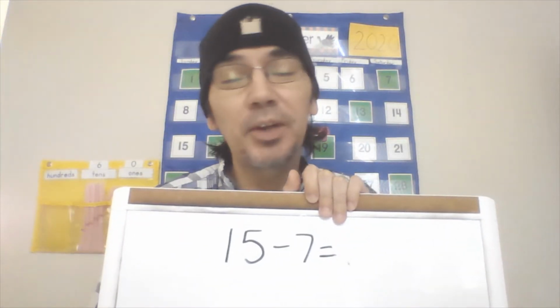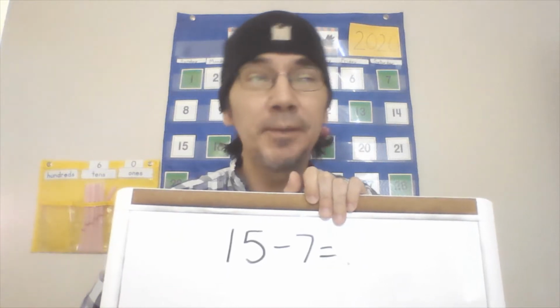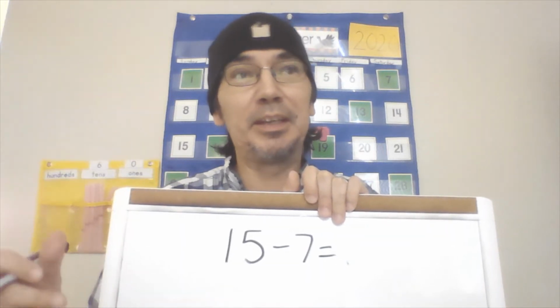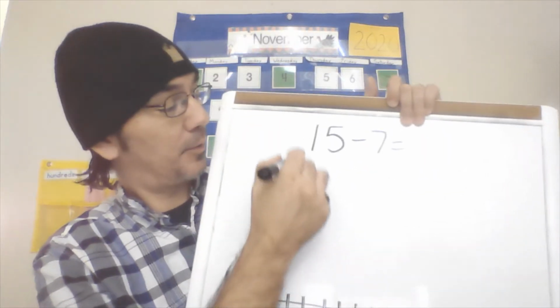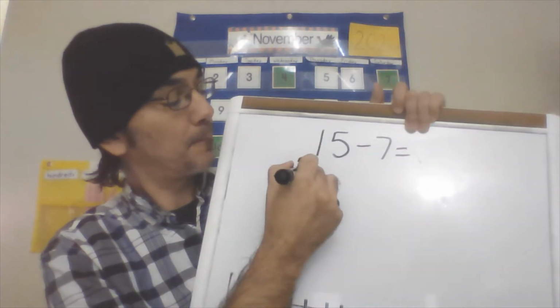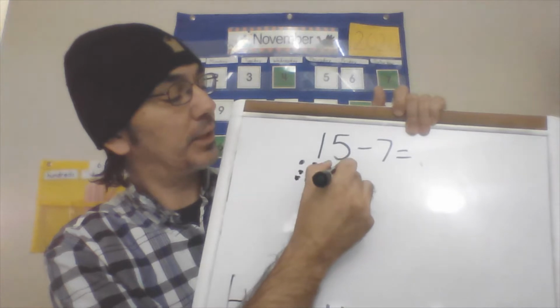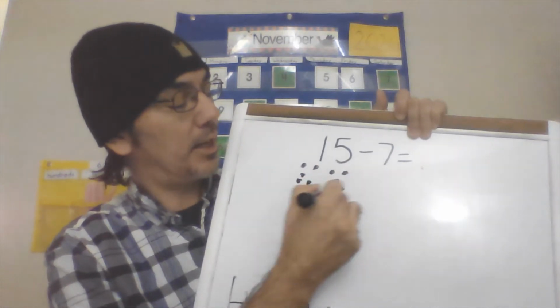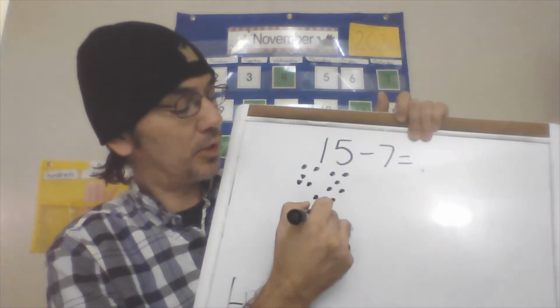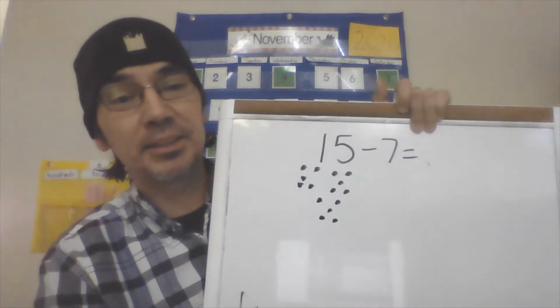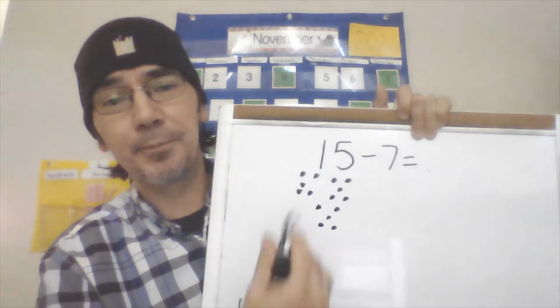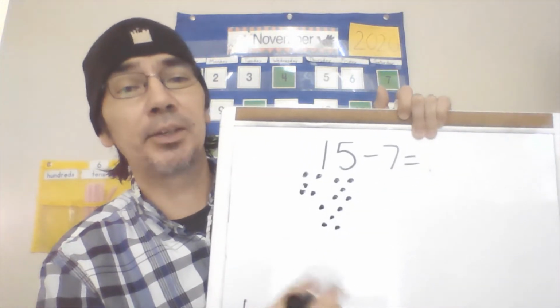And when I say picture, I don't mean like a picture of a dinosaur or a butterfly in the forest or something like that. No, I mean a math picture. So I'm going to draw my 15 dots. 5, 6, 7, 8, 9, 10, 11, 12, 13, 14, 15. There's my 15 dots. I can take 7 of them away. And when I take them away from these pictures, I circle and cross out.